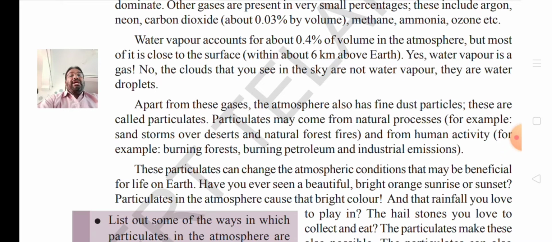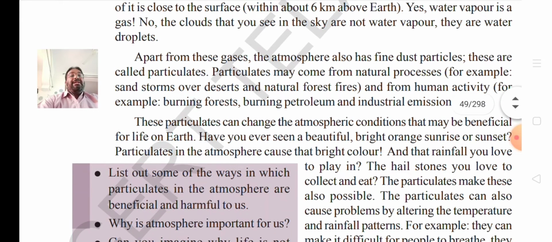But the clouds that you see in the sky are not water vapor. They are water droplets. Apart from these gases, the atmosphere also has fine dust particles. These are called particulates. Particulates may come from natural processes, for example, sandstorms over the deserts and natural forest fires, and from human activity, that is burning of forests, burning of petroleum, industrial emissions. All these emit smoke, which becomes the particulates of the atmosphere. These particulates can change the atmospheric condition. Have you ever seen a beautiful bright orange sunrise or sunset? I'll add some pictures into this video.